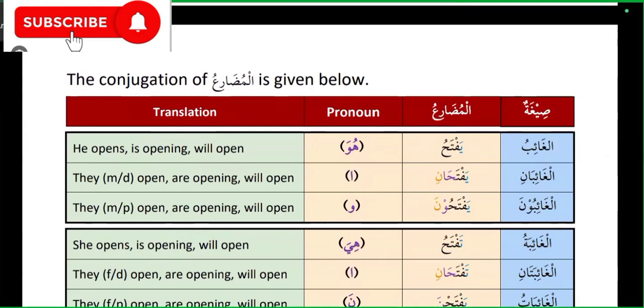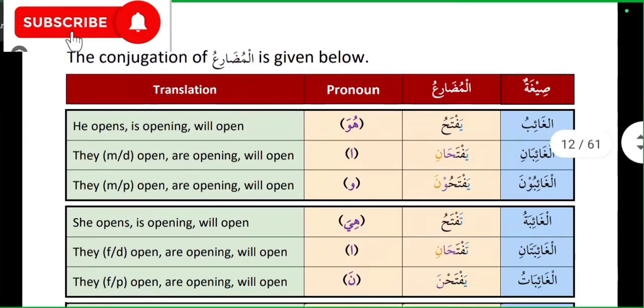The conjugation of fi'l al-mudari is given below. You have to memorize the conjugation, the tasreef of fi'l al-mudari. It is 100% essential. We cannot move on in ilm al-sarf without memorizing the conjugation of fi'l al-mudari. So what is the conjugation? What is the tasreef for fi'l al-mudari?